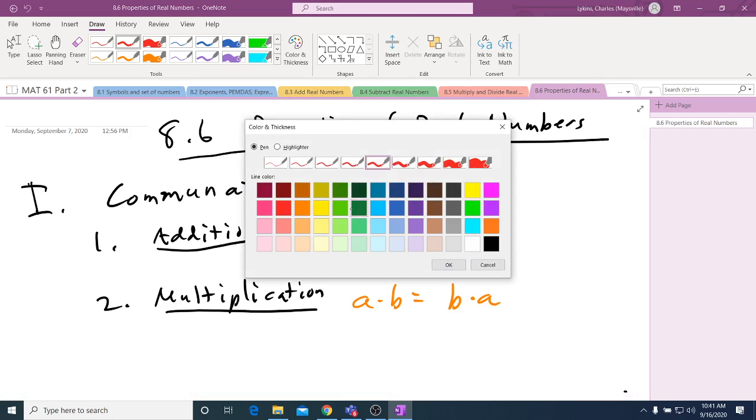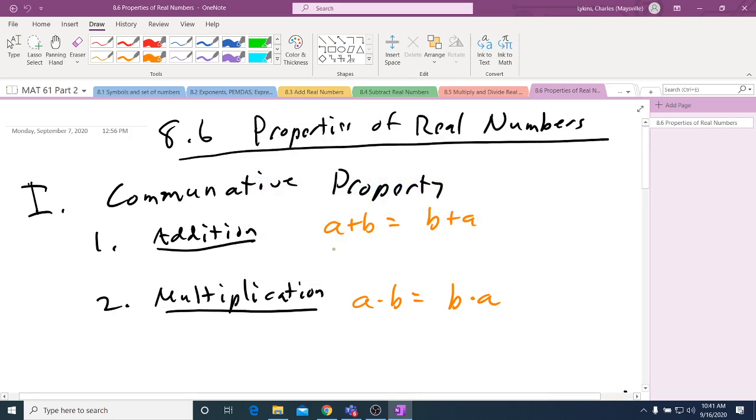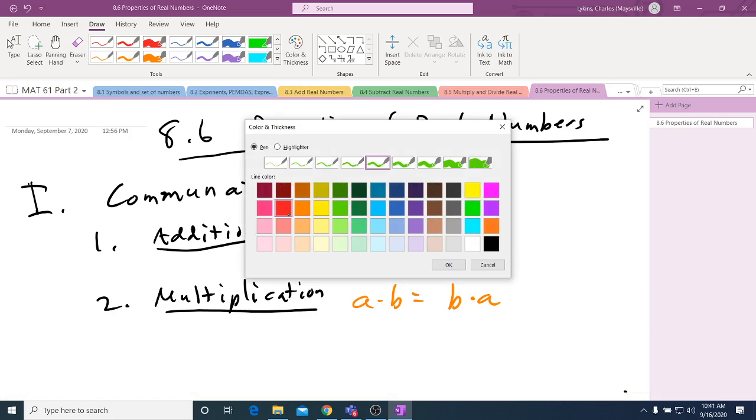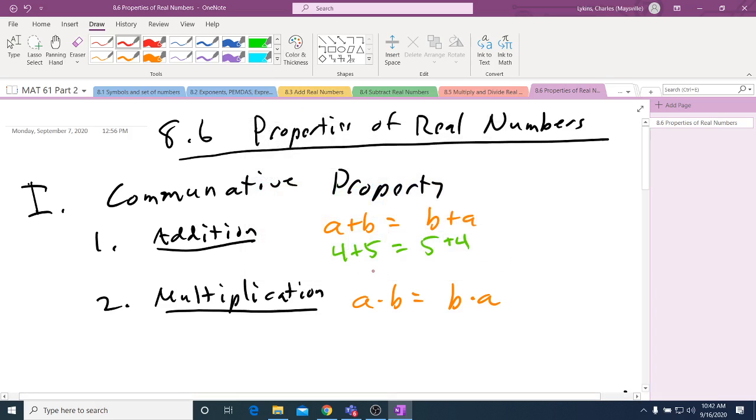And the reason why we do this, think about this for a second. I'm going to put numbers in here. So if I do 4 plus 5, what the commutative property is saying is 4 plus 5 is the same as 5 plus 4. Because if we think about this, 4 plus 5 is 9, 5 plus 4 is 9. It doesn't matter the order. The commutative property means you're just adding them in a different order, but it's the same answer.